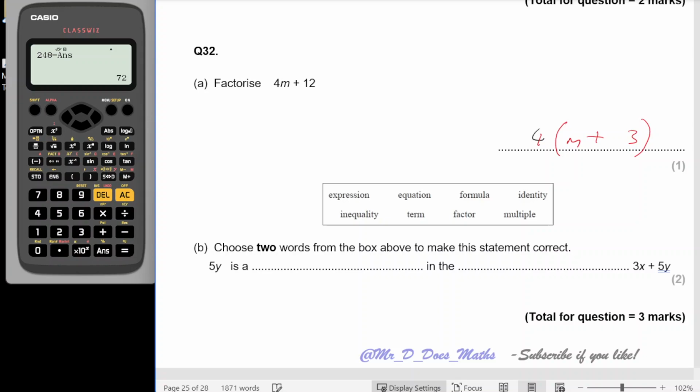And part B, choose 2 words from the box above to make the statement correct. 5y is a blank in the blank, 3x plus 5y. So I would say that 5y is a term in the expression.